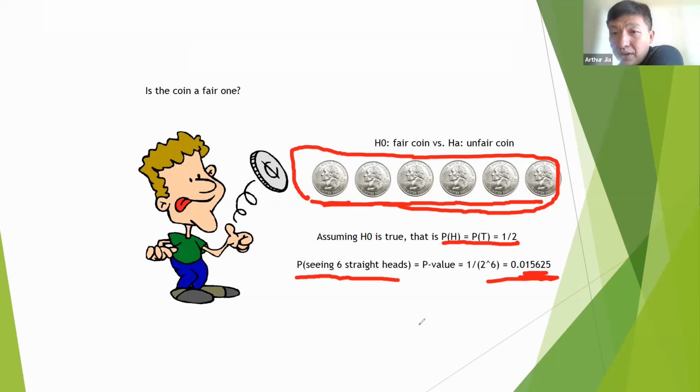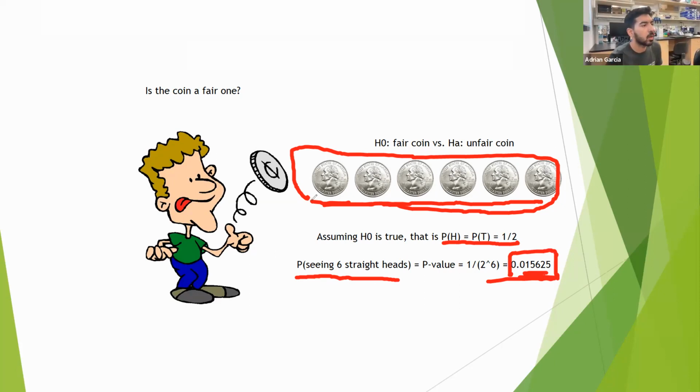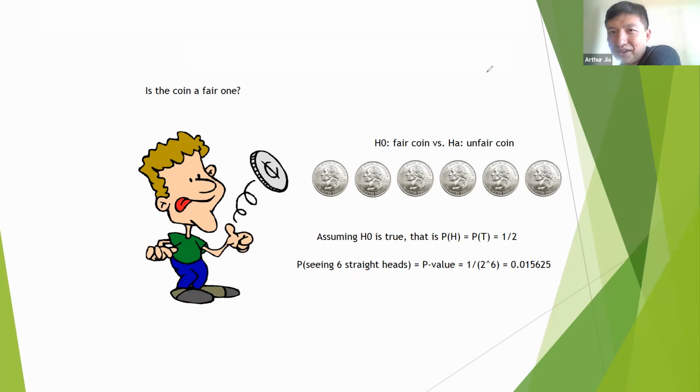If we use 0.05 as a cutoff, what do you think? The answer should be no, definitely no. Based on this data, you don't believe the null hypothesis is true, right? You're going to reject it, and you believe there's a bias for this coin. Yes, very good.